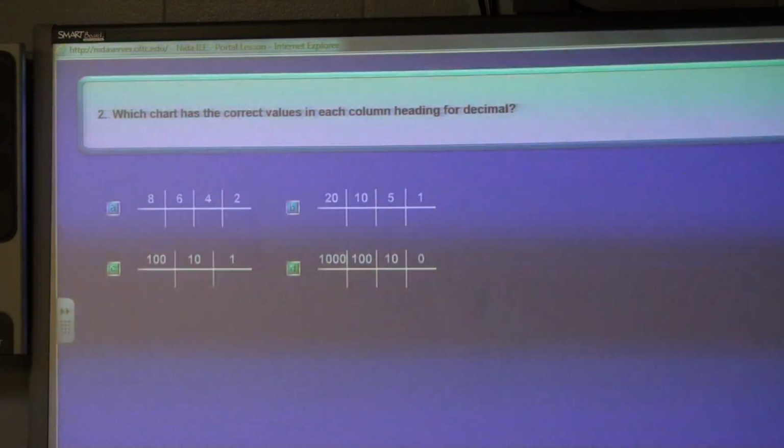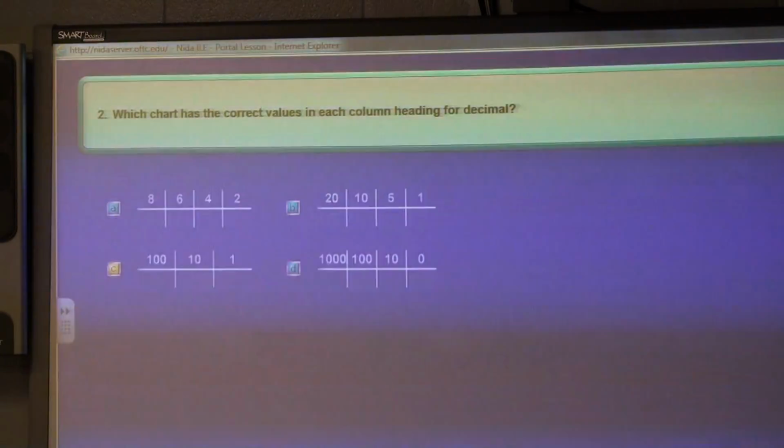All right, which chart has the correct values in each column for decimal? D, the last one. This is not even binary. Actually, C and D. No, isn't it D? It's C. What's wrong with D? It's got 0. That's the ones column. Trick. See, NIDA makes tricky questions, not just ones.